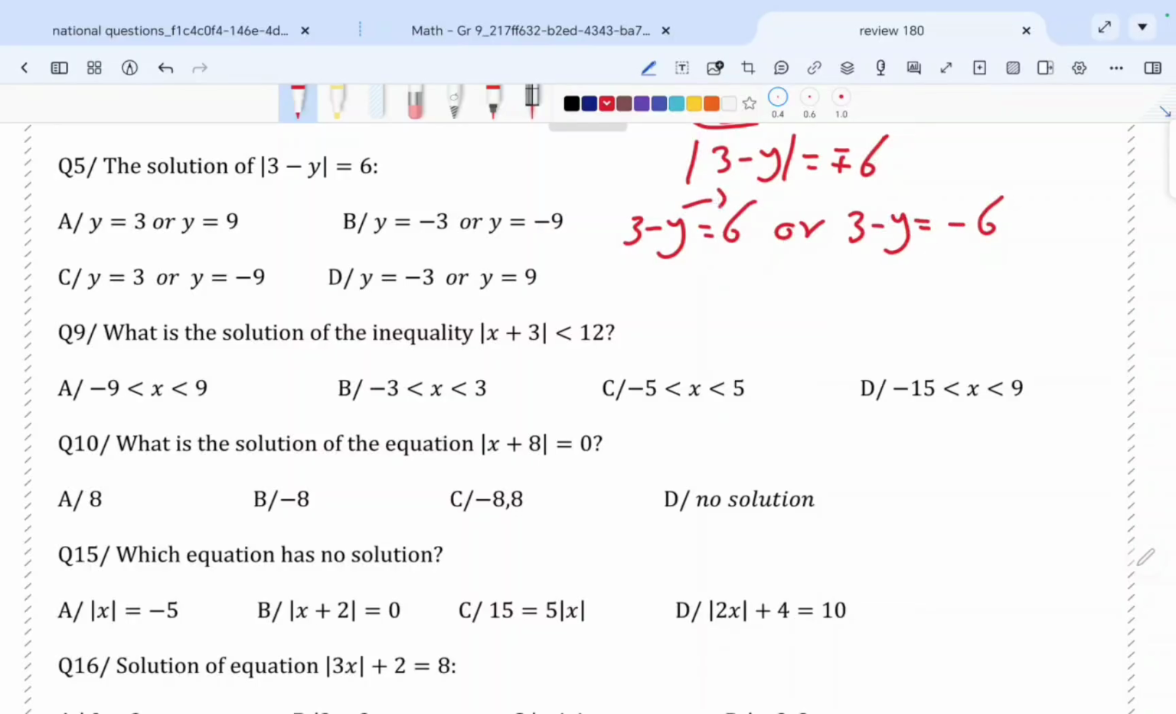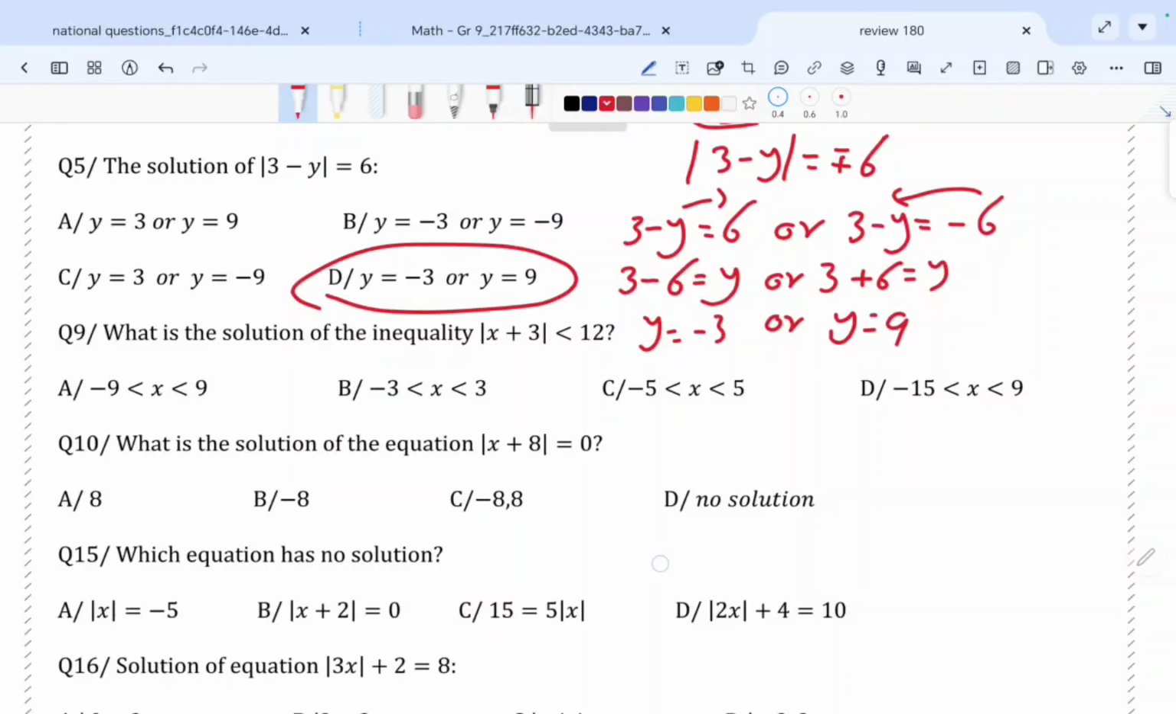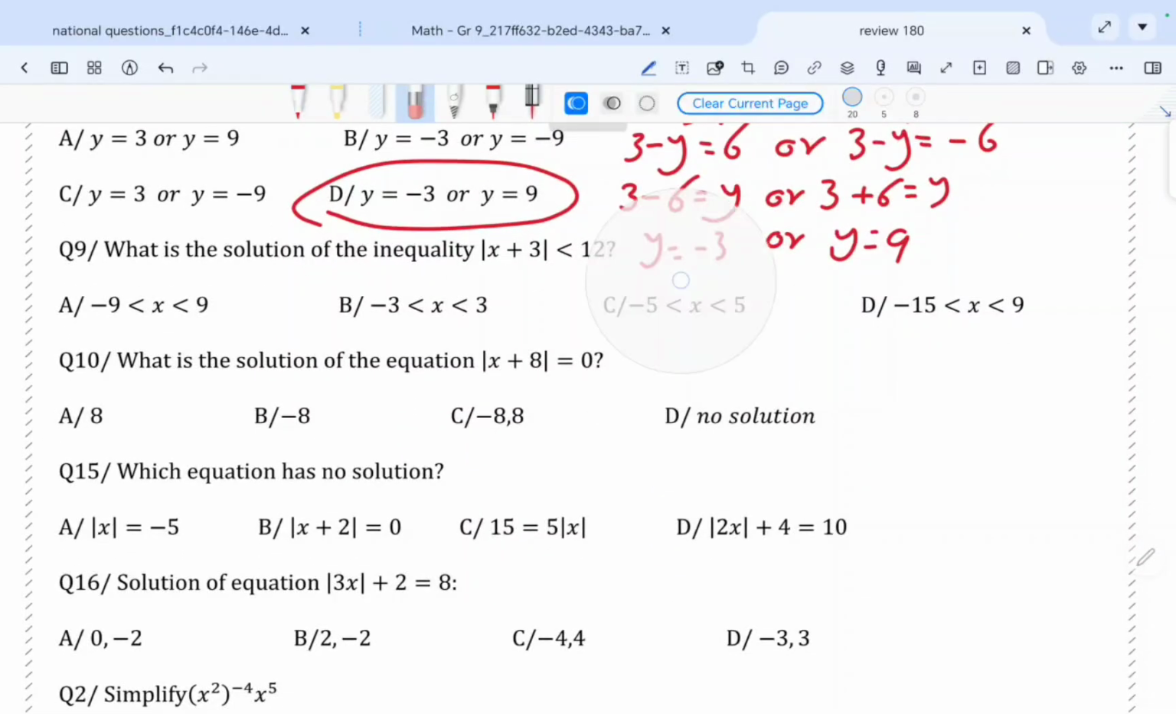Move y to the other side, it's negative, it will be positive. 3, then move 6 next to 3: 3 minus 6 equals y, or 3 plus 6, the same thing, equals y. y equals negative 3, or y equals 9. Which one is it, y equals negative 3 or y equals 9? D. So D is the correct answer.